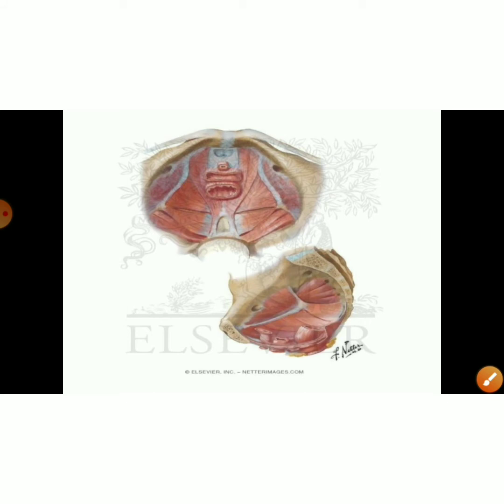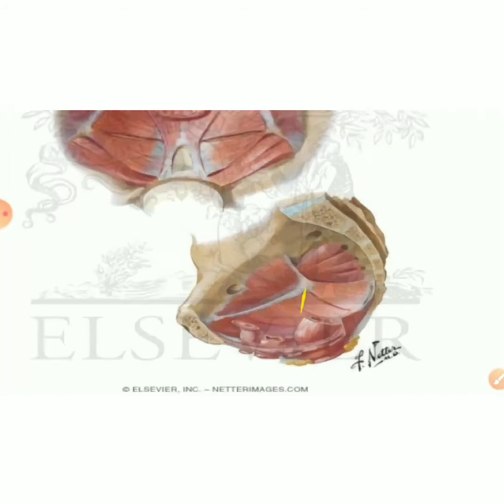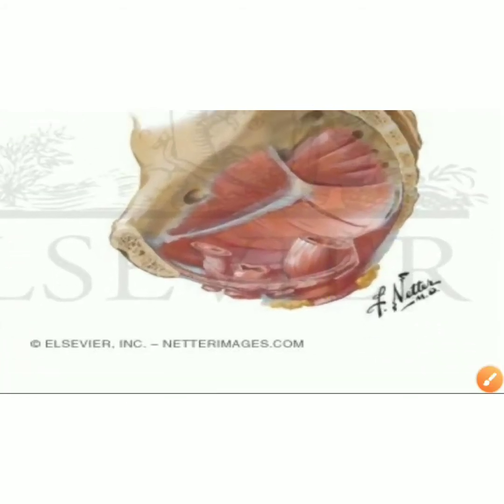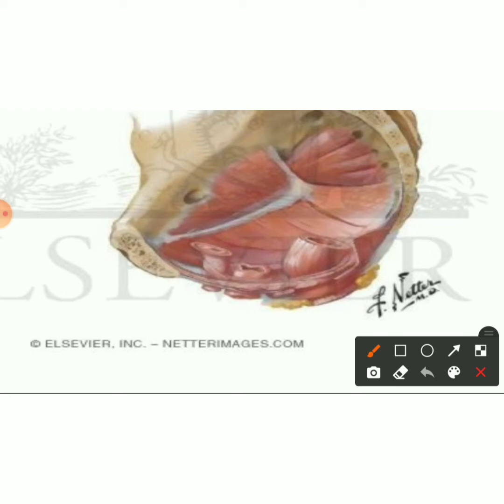Then there is puborectalis. Puborectalis will wind around the rectum, so we will see it in this picture. See, you can see a part of levator ani is winding around each structure. So this is the rectum. So you can see the fibers of puborectalis winding around the posterior aspect of the anorectal junction.